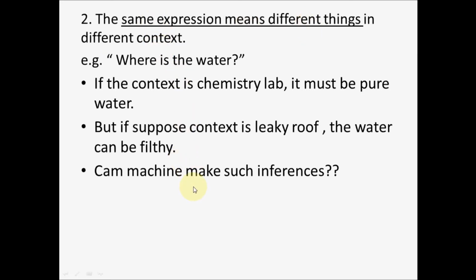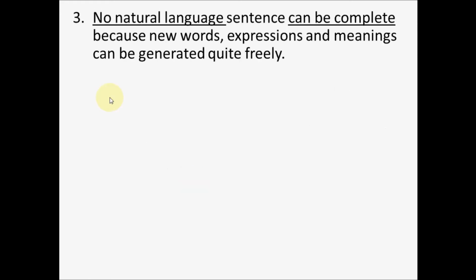Now, let's move on to the third problem or difficulty. No natural language sentence can be complete because new words, expressions, and meanings can be generated quite freely. Today we are in the era of WhatsApp, so there's a common term that we use.